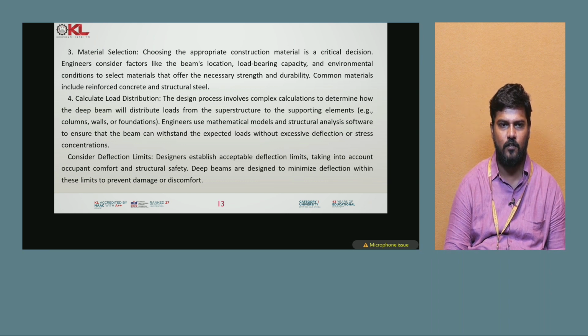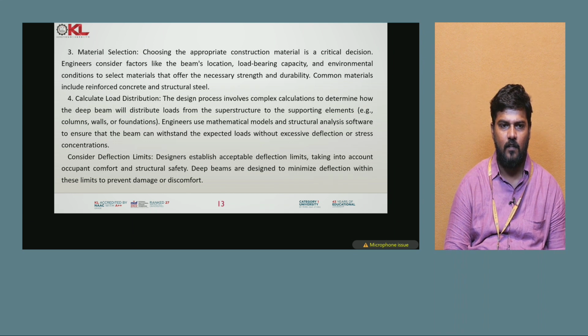Next one is the calculation of the load distribution. The design process involves complex calculations to determine how the deep beam will distribute the loads from the superstructure to the supporting elements, for example columns, walls or foundations. Engineers use mathematical models and structural analysis software such as STAAD.Pro to ensure the beam can withstand the expected loads without excessive deflection or stress.